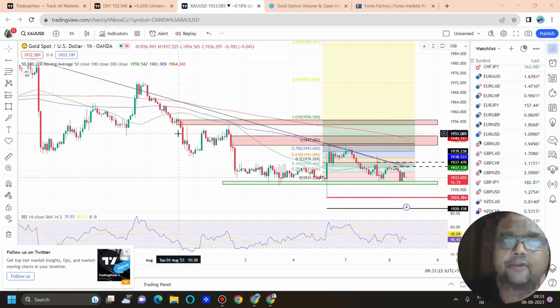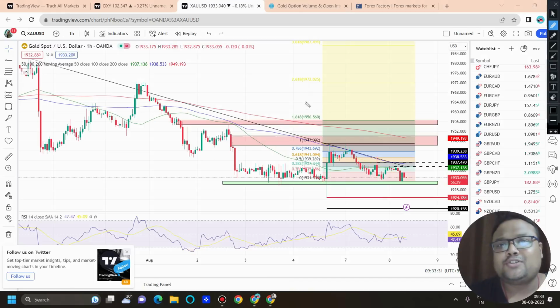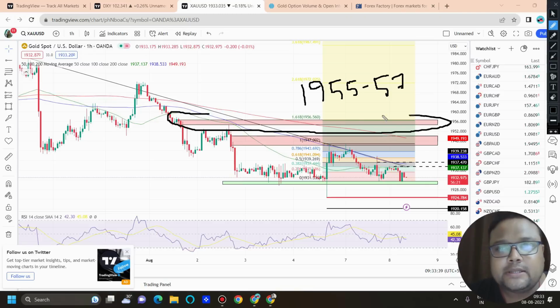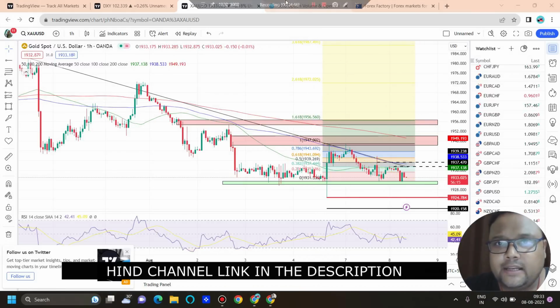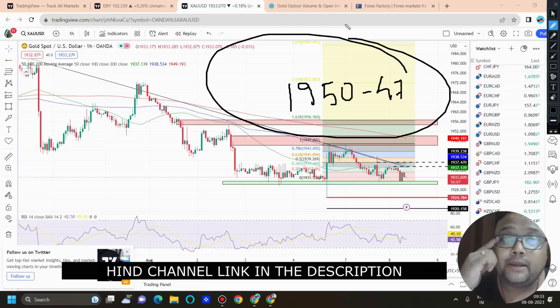On the other hand, if you're looking for a big resistance level, the resistance levels that we have already discussed in our previous videos are still the same. First of all, we have a big resistance around 1955 to 1957. This big resistance is still present on the chart and will be present for the next 1 or 2 days. Before 1955-57, we have another resistance around 1950 to 1947. This is also a big resistance on the chart of gold, and before Thursday, 1950 will be standing as a tall mountain, a tall resistance for the chart of gold.